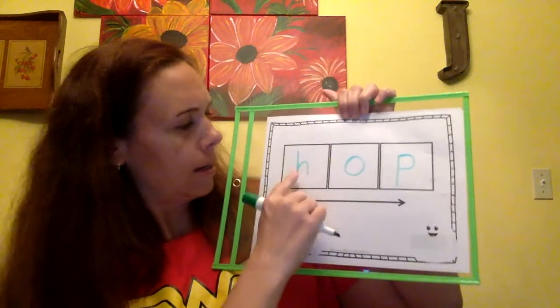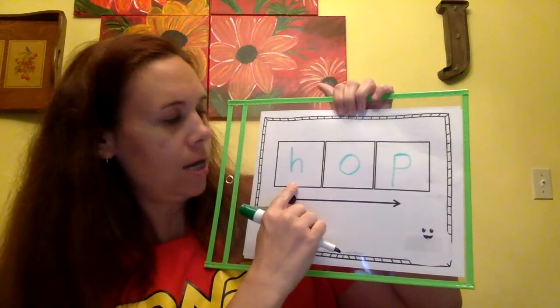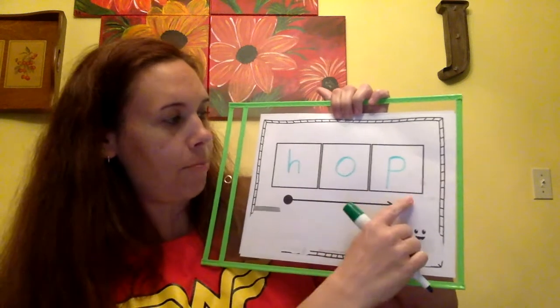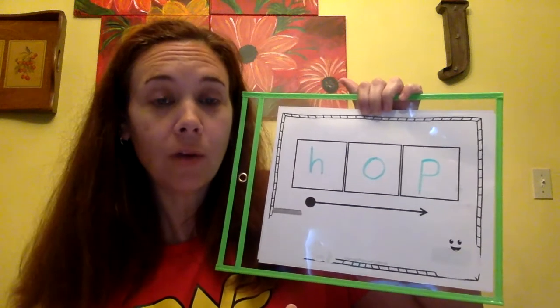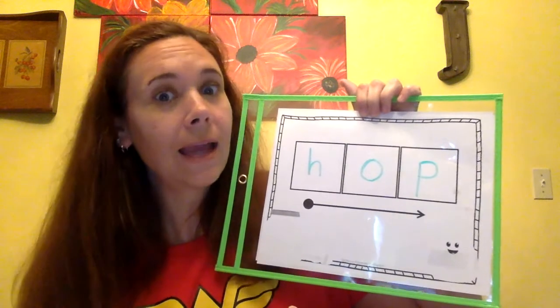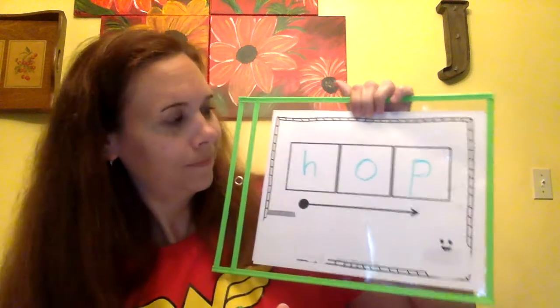Tall line and then a hump for small h. Op, hop. I can hop on 1 foot, or I can hop on 2 feet. There's different ways to hop. Different animals hop. All right, next one. Erase and write ul.